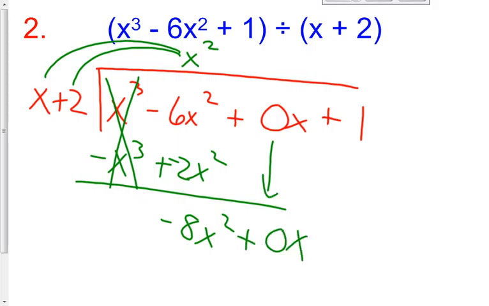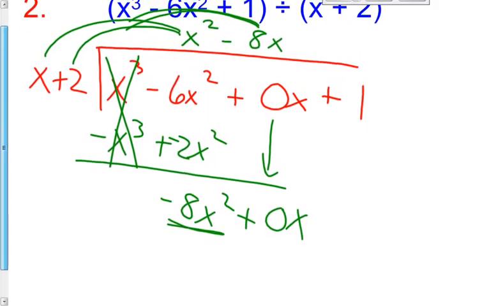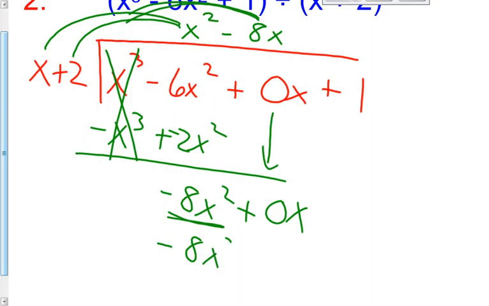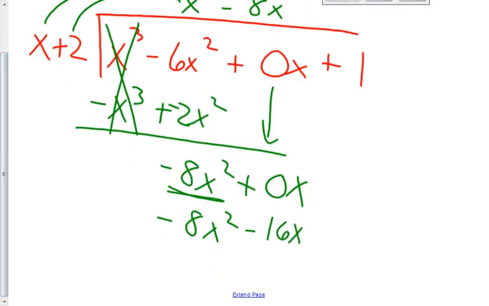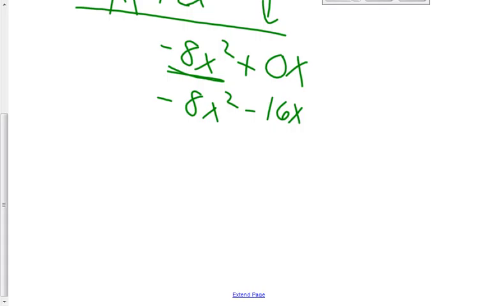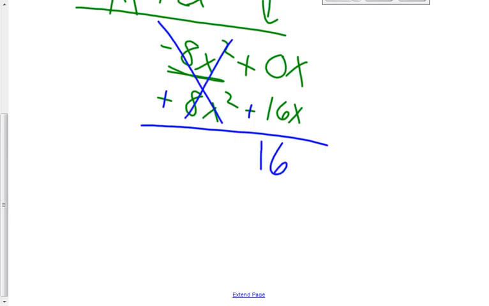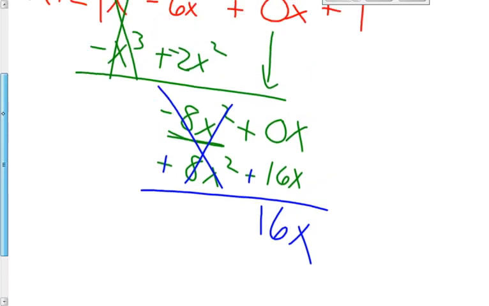Now we're going to repeat this process again. So x times what gives a negative 8x squared? Well, that's going to be a negative 8x. So now what are we going to do? We're going to multiply this down on both those terms. So a negative 8x times x is a negative 8x squared. A negative 8x times a positive 2 is a negative 16x. So now what are we going to do? We are going to do the opposite, which means change the sign on both of them. So this is going to be positive and this is going to be positive. Negative 8x squared plus 8x squared, bam, cancels out, and that's the way it should be. It's going to work like that every single time. And then we have 0x plus 16x is 16x.